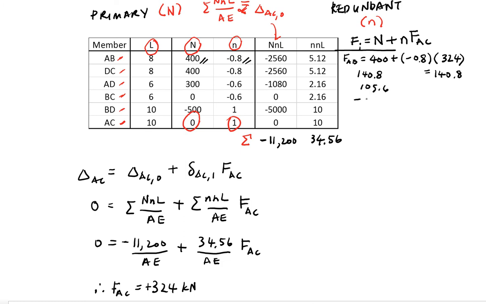Negative 194.4, negative 176, and 324. Okay, and that's the answer that we wanted, which is the internal forces of all of the members.